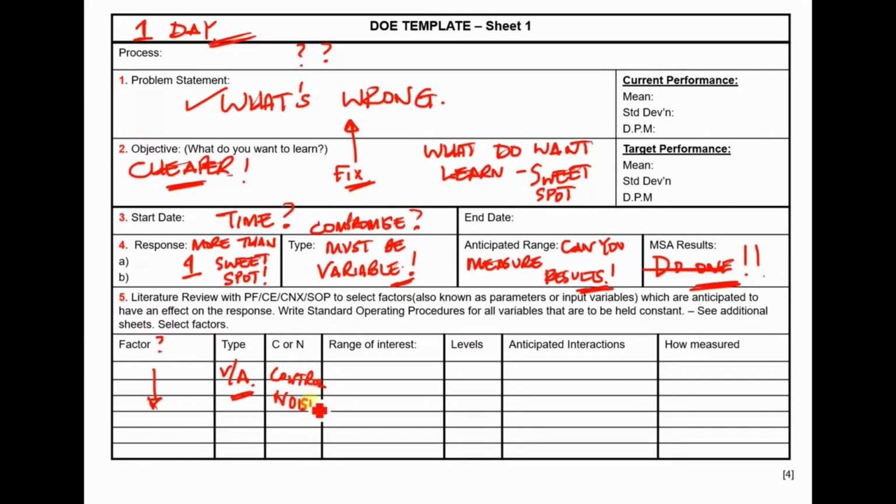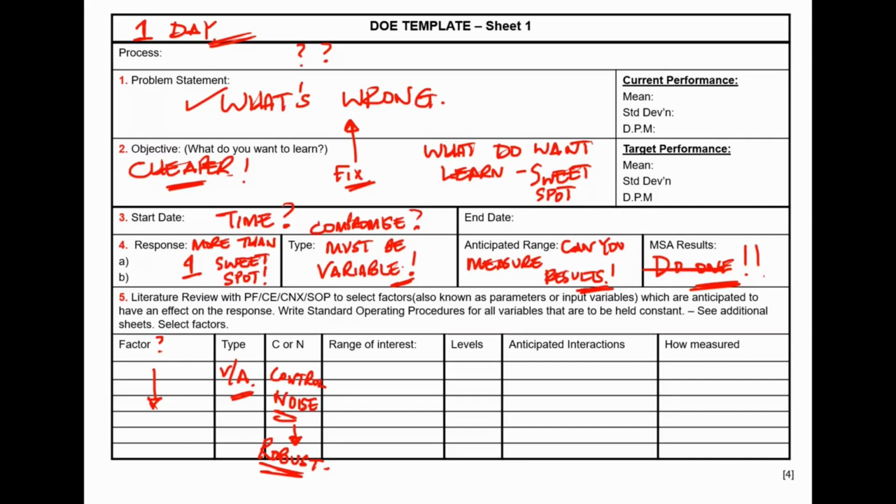Or is it noise? If it's something like outside air temperature or outside humidity, that would be noise. That's not controllable. If you want to understand what noise is doing, you're going to have to do a special, robust, designed experiment, the way that Taguchi would have designed a robust experiment. You'll have to look that up.